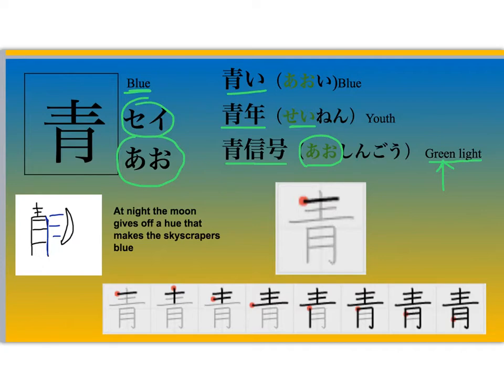At night, the moon, this is a strategy. At night, the moon gives off a hue that makes the skyscrapers blue. So the top part is supposed to be something that looks like a skyscraper, and then you have the moon underneath. I guess you could think of the skyscraper in the blue moon. Not sure if that's helpful, but anyway. So you have ichi, ni, san, shi. That's always tricky for me. I always want to do all of the horizontal strokes first. Ichi, ni, san, shi, go, roku, shichi, hachi. And don't forget your hook right there.